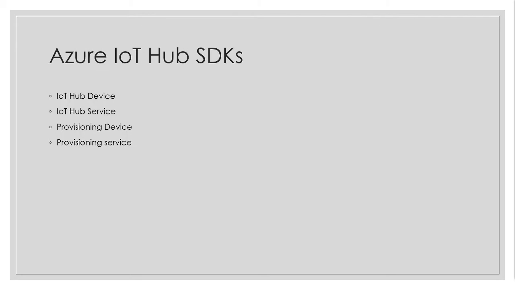Microsoft provides a set of different SDKs depending on your use case. So the primary SDK we will be looking at in this course is Azure IoT Hub Device SDK. This SDK is designed for sending messages from an IoT device to the cloud, and also for receiving messages from the cloud on the device. And next, we have the IoT Hub Service SDK.